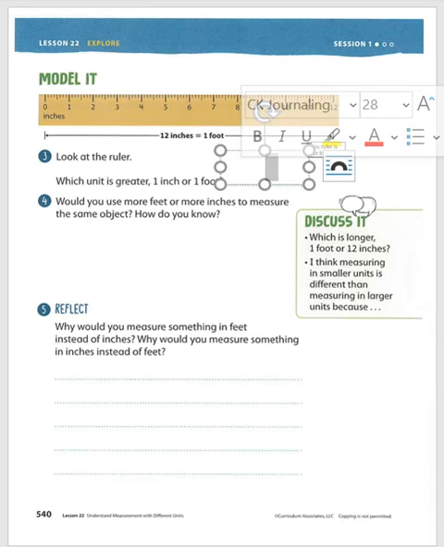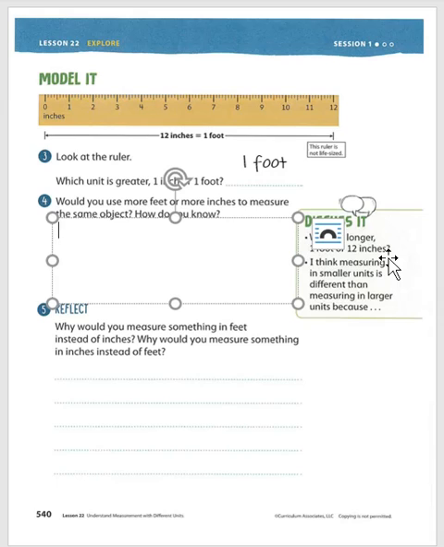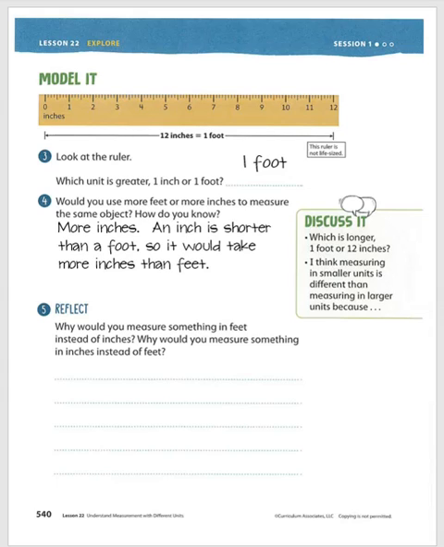Greater means what? Bigger. So 1 foot is greater. Would you use more feet or more inches to measure the same object? How do you know? What would you use? You would use more inches. How do we know? Because an inch is shorter than a foot. So it would take more inches than feet. Right? Because we learned there are how many inches in a foot? 12. 12 inches in a foot.